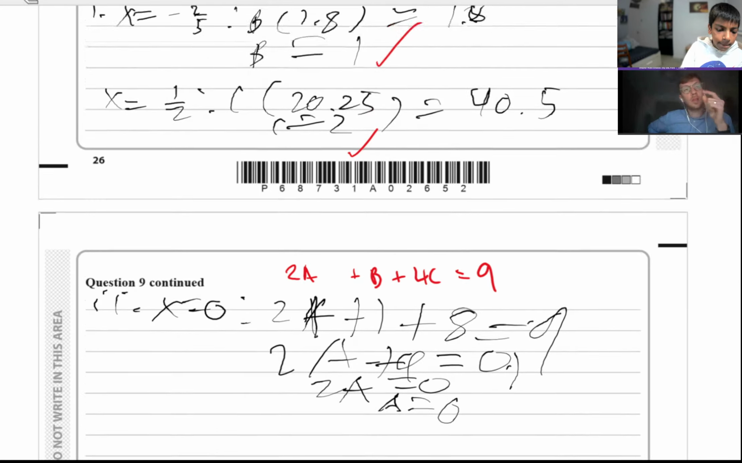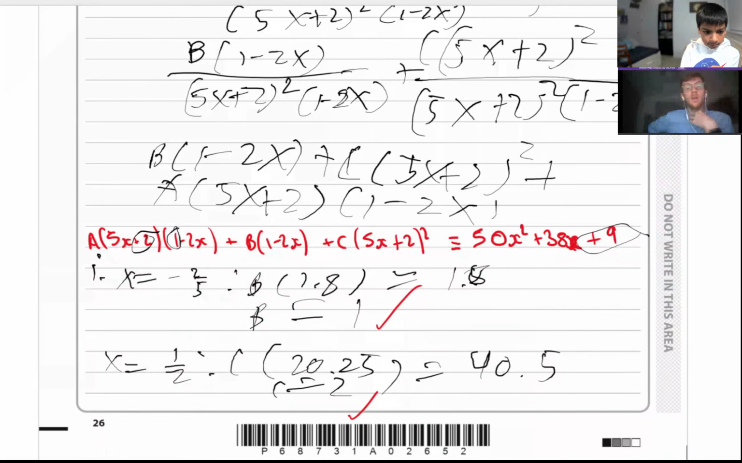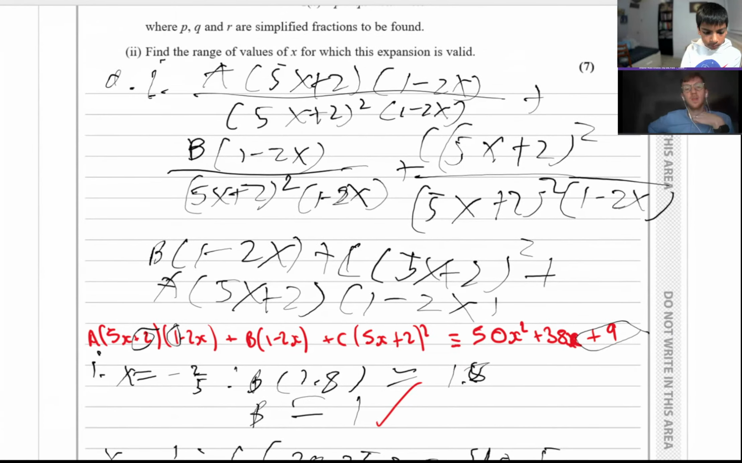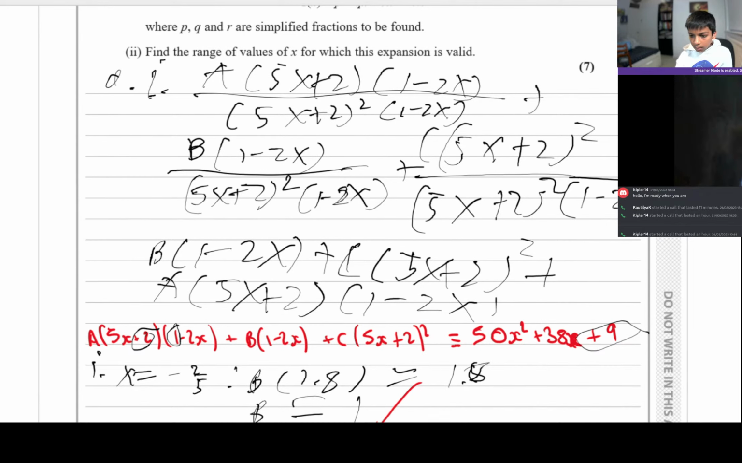Good. Well then, I would say though, because that was a show that question, you did start writing 2a plus b, but then you changed the b to 1. I would just make sure you leave that line of working out in. So 2a plus b plus 4c equals 9. It is quite an important bit of your working out in that question, because it is a show that question.